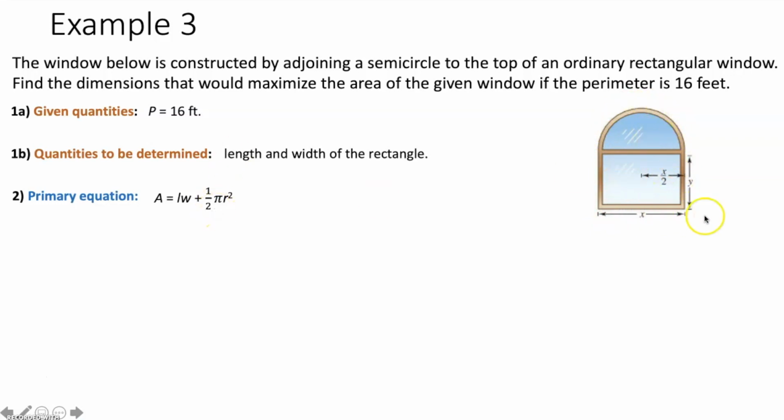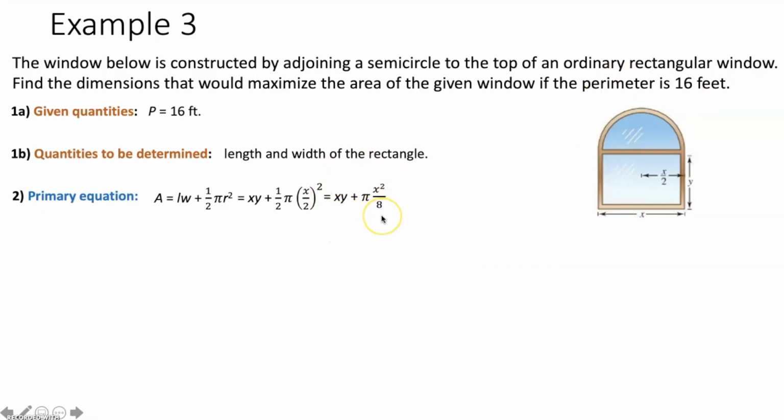Now we can plug in our variables that we're using here. The length and the width are x times y, respectively. And then the radius of the semicircle is just x over 2. So we plug those in, and then we simplify this a little bit more. x over 2 squared just becomes x squared over 4, which we can then multiply by the 1/2 here, and we get something that looks like this. So now we have our area formula for this particular window.